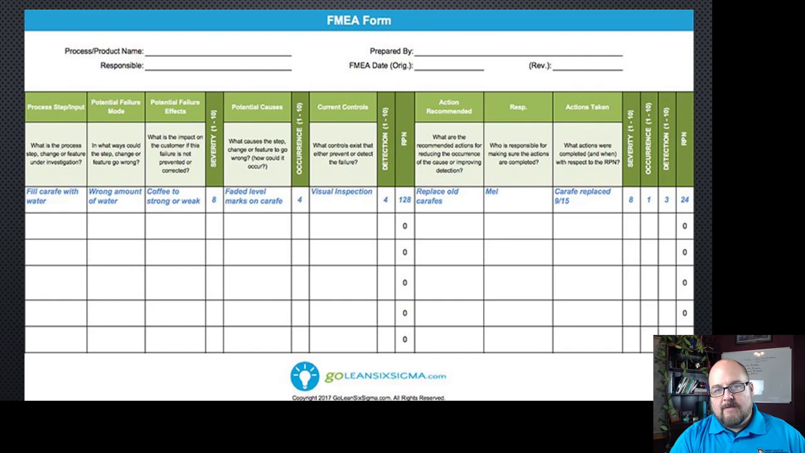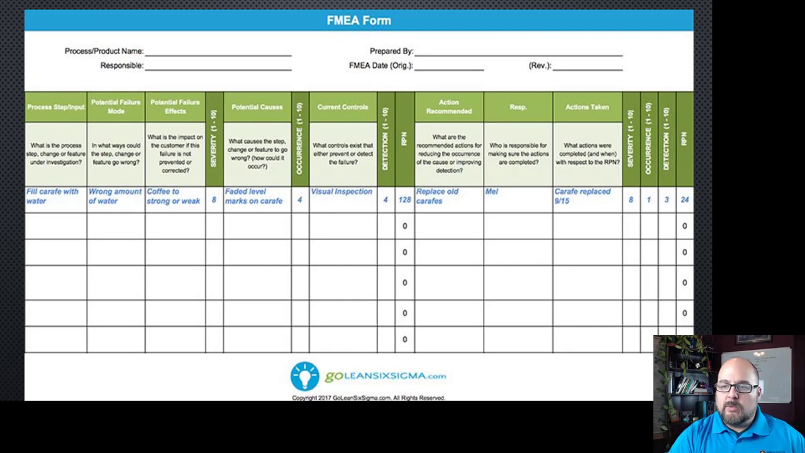This is an FMEA form. This is failure modes and effect analysis. This is a little bit simpler. It's very similar to a risk analysis, in that you're assigning numbers you see on the screen for severity, occurrence, and detection. You get an RPN, which is a risk priority number. It's just the product of multiplying severity times occurrence times detection. The higher the number, the greater the priority, essentially.